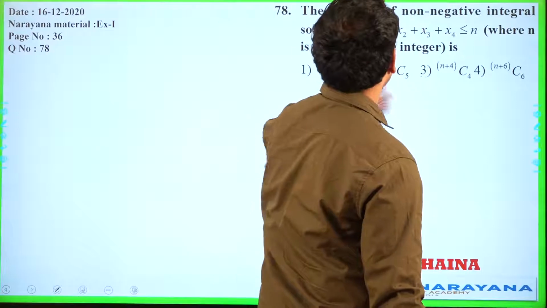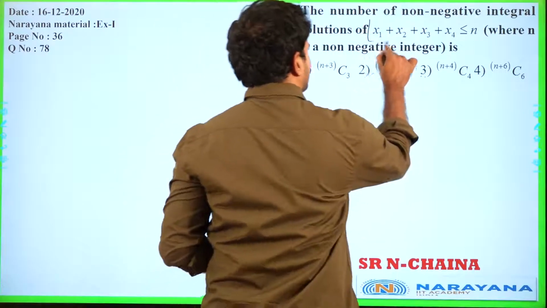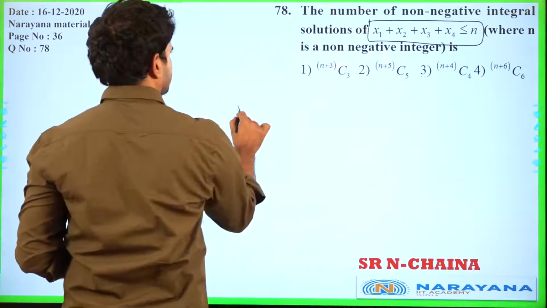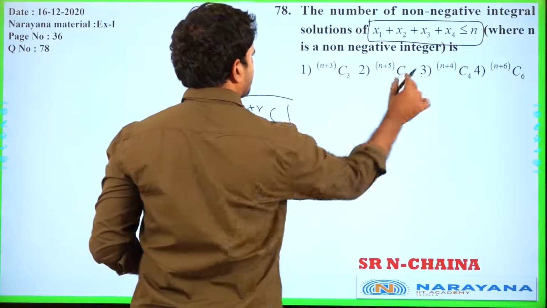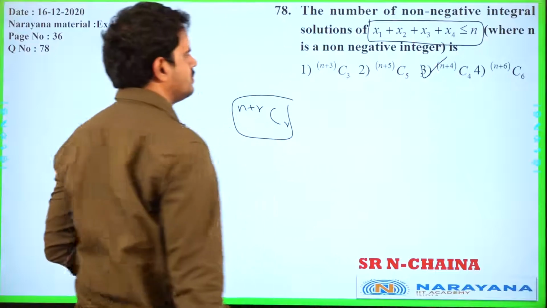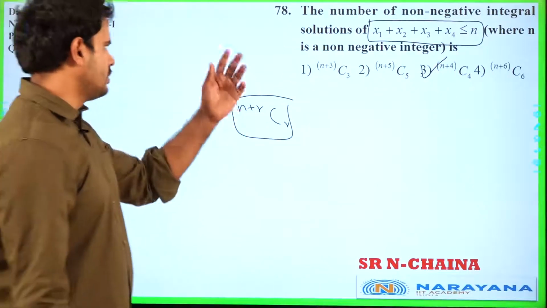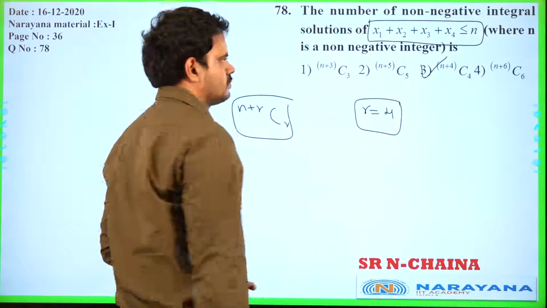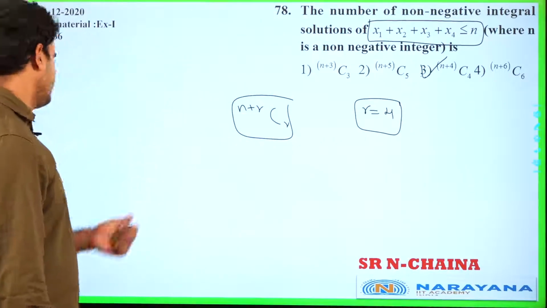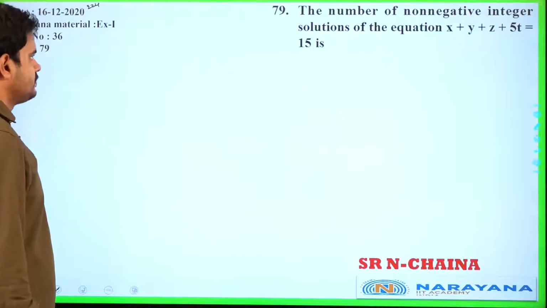The number of non-negative integral solutions, this one. This is directly our material formula, that is N plus R C R. So here R equals 4. So the answer becomes the third option. Here R equals 4. So we get there. Next question.